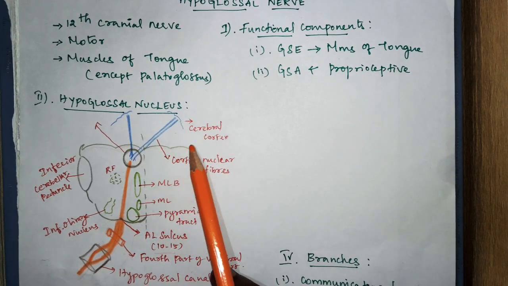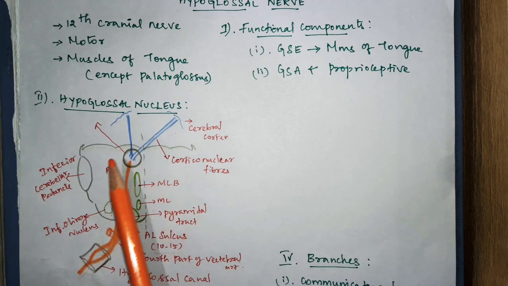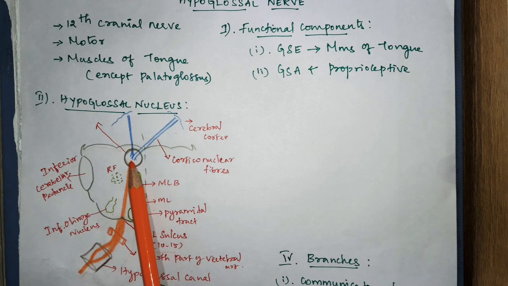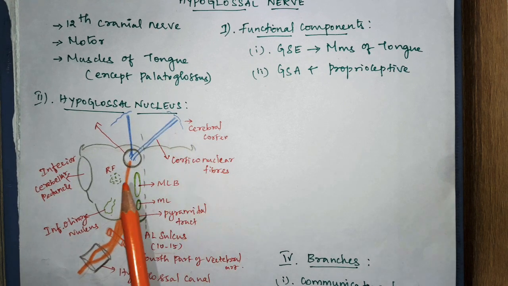When you take a transverse section at the level of the upper part of the medulla, we can locate the hypoglossal nucleus. The hypoglossal nucleus is located along the floor of the fourth ventricle beneath the hypoglossal triangle. This nucleus is about 2 cm long, and it receives contralateral corticonuclear fibers from the cerebral cortex. This is about the location of the hypoglossal nucleus.